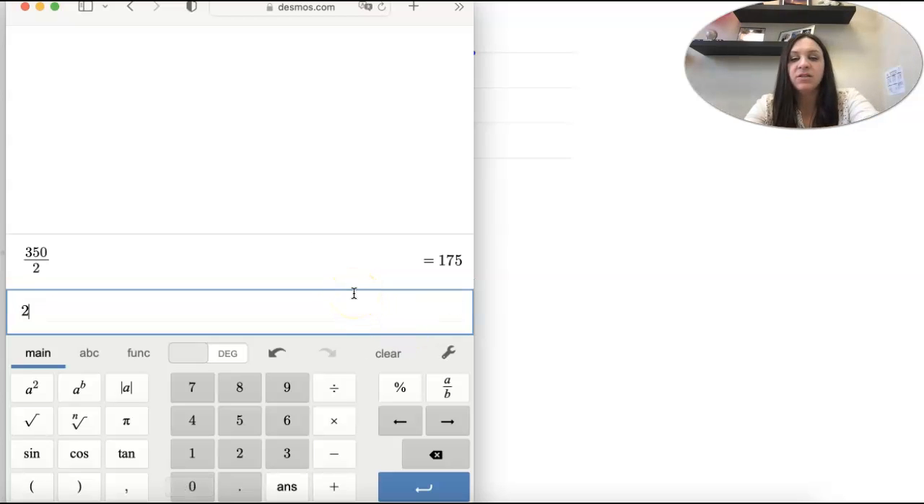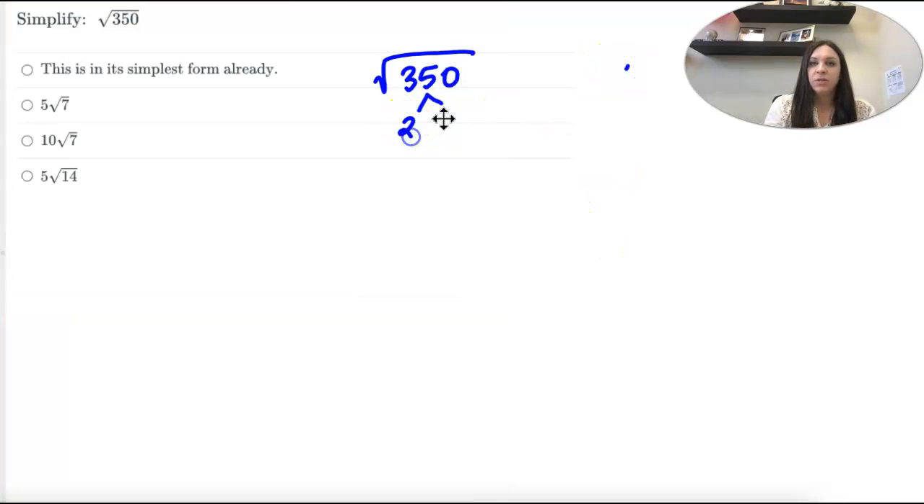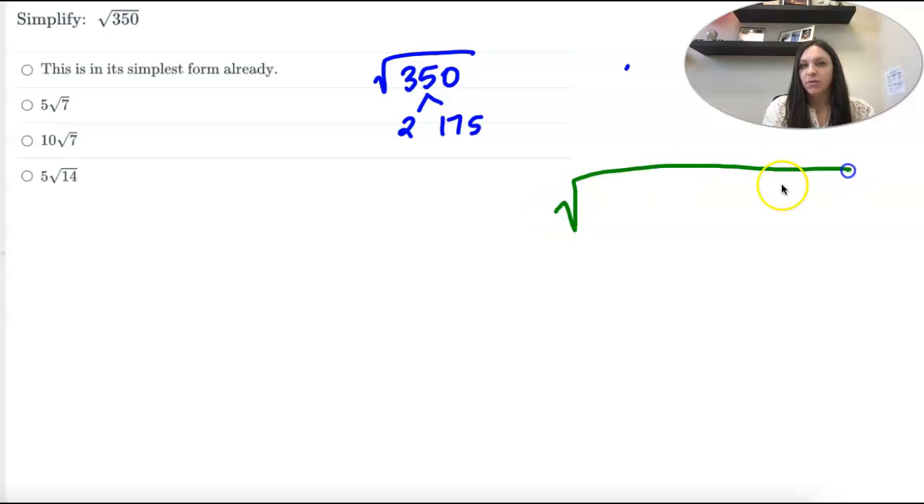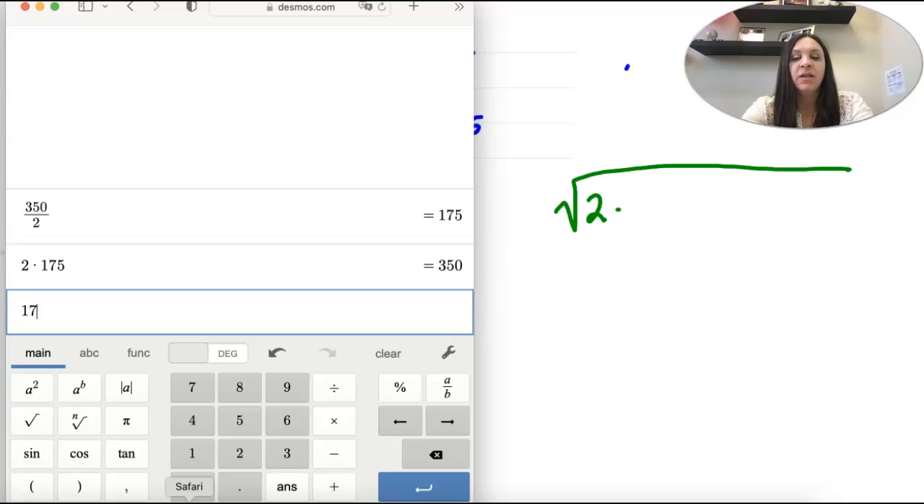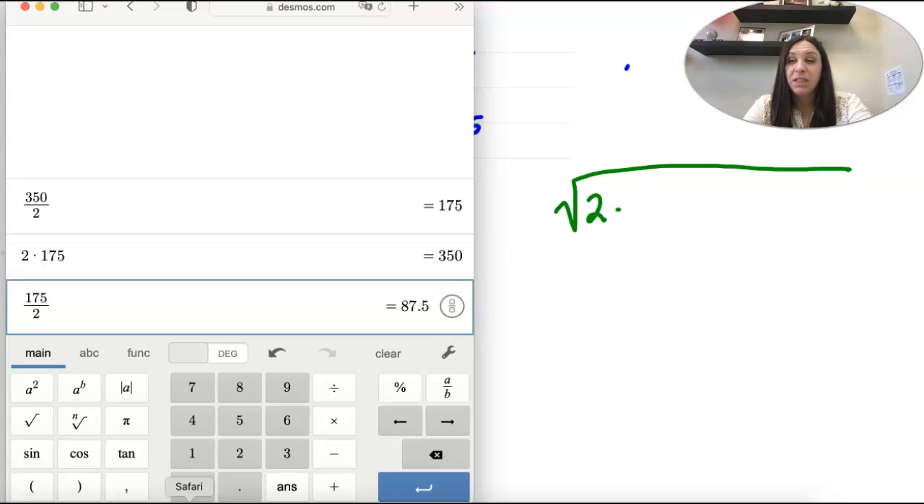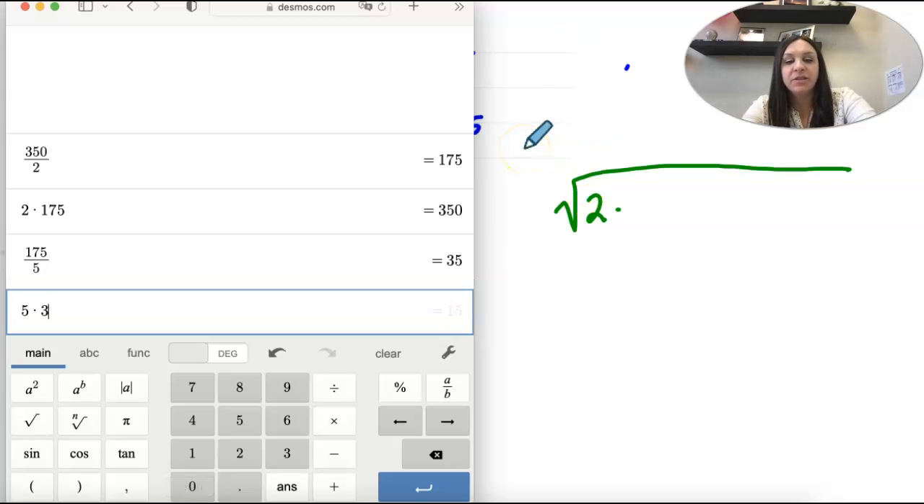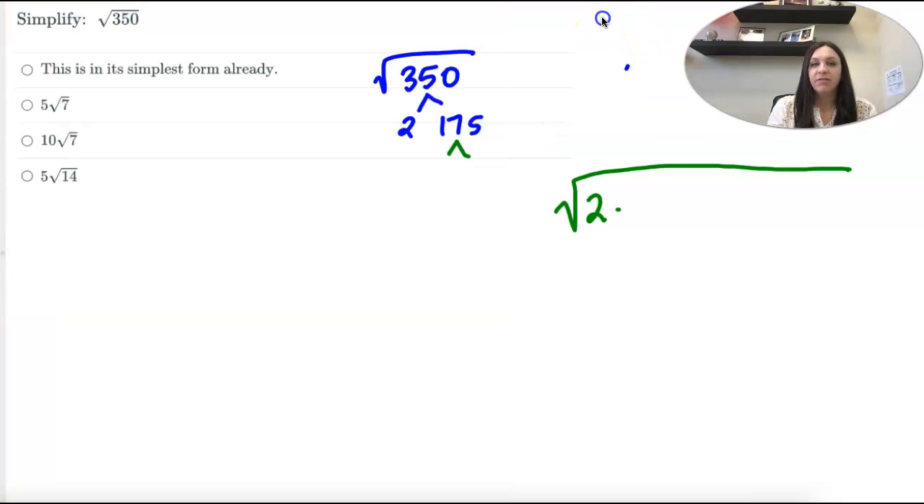So this means 2 times 175 is 350. So 2 times 175. And then we want to get down to all prime numbers, and we're going to rewrite it. So 350 is really 2 times, I'm going to leave that 2 alone, and keep going. So 175, I like to start with 2. See how that's a decimal? That doesn't work. Divided by 3, nope, decimal. 4, nope, 5. So that means 5 times 35 is equal to 175.